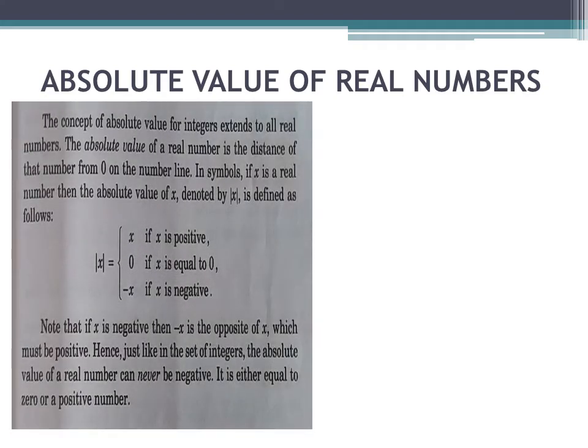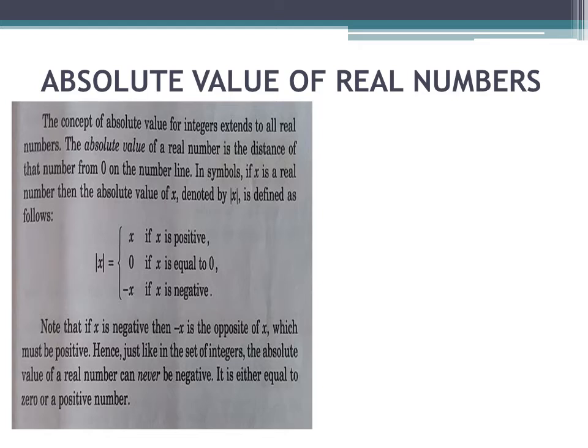The concept of absolute value for integers extends to all real numbers. The absolute value of a real number is the distance of that number from 0 on the number line. In symbols, if x is a real number, then the absolute value of x, denoted by the absolute value sign, is defined as follows. If x is positive, it is x. If x is equal to 0, that is 0. If x is negative, that is negative x. Note that if x is negative, then negative x is the opposite of x, which must be positive.